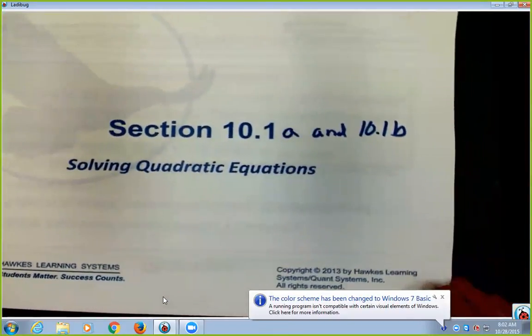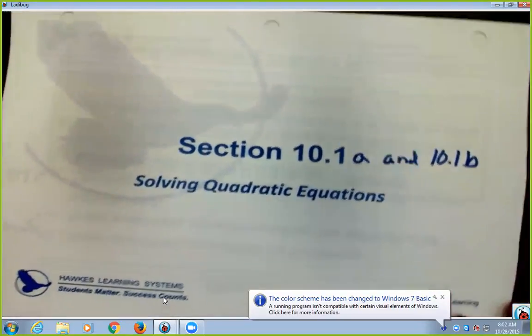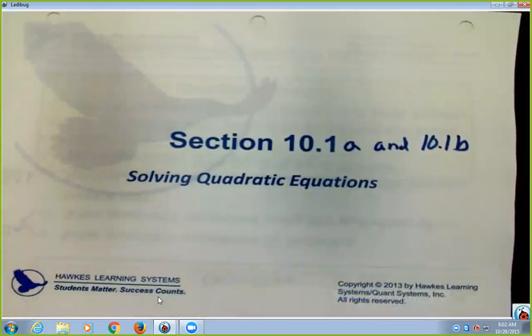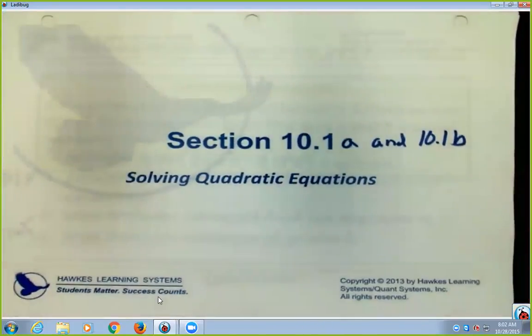So the first section of chapter 10 has two pieces to it. The first one is just going back and doing some factoring, solving quadratic equations that way. The second one is using a method called completing the square that lets us also solve quadratic equations with a method that we can use for that.